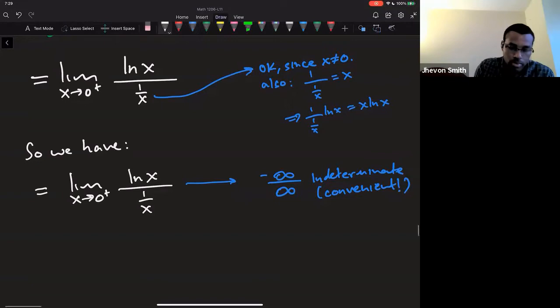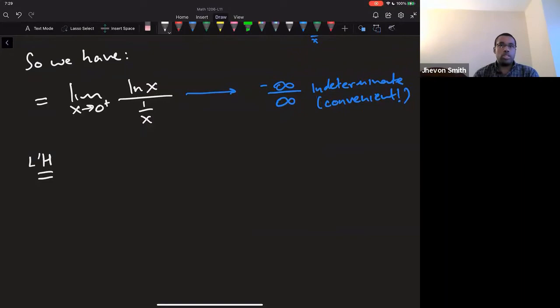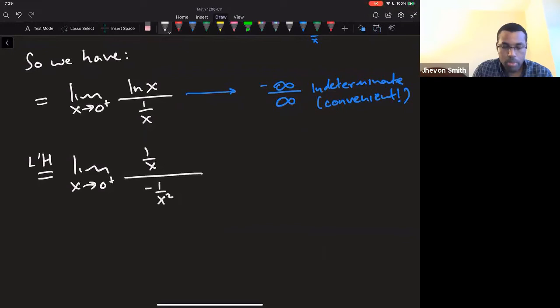So that's what I'm going to do. I'm going to take it to the hospital, apply L'Hopital's rule, and differentiate the top divided by the derivative of the bottom. Now at this point you would check what's going on. You would notice the top is going to negative infinity and the bottom is going to infinity. You could do that, but hold up. Jhevon said to simplify.